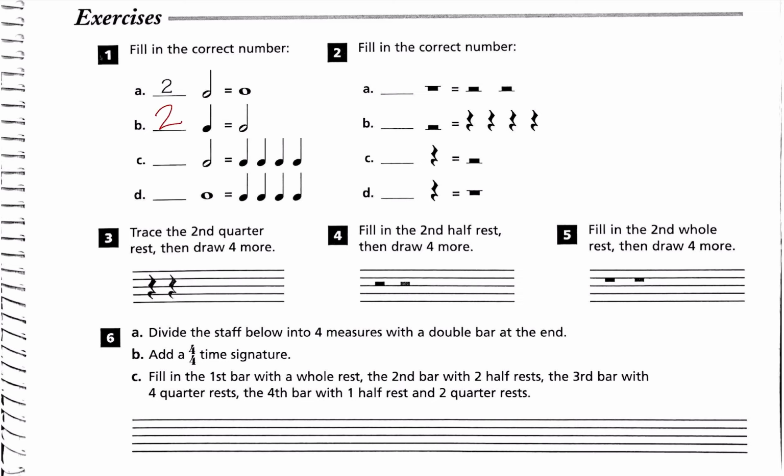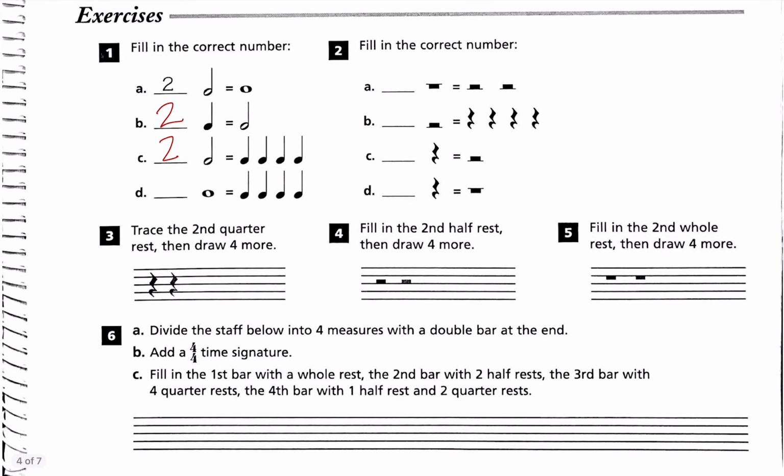2. Next, it's asking us how many half notes are the same as 4 quarter notes. Well, one half note gets 2 quarter notes, and I have 2 sets of 2 quarter notes, so that means 2 half notes are the same as 4 quarter notes. And then it's asking me how many whole notes are the same as 4 quarter notes. Well, this gets 4 beats, and these each get 1, so we see that 1 whole note is the same as 4 quarter notes. On number 2, we're doing the same thing but with rests.